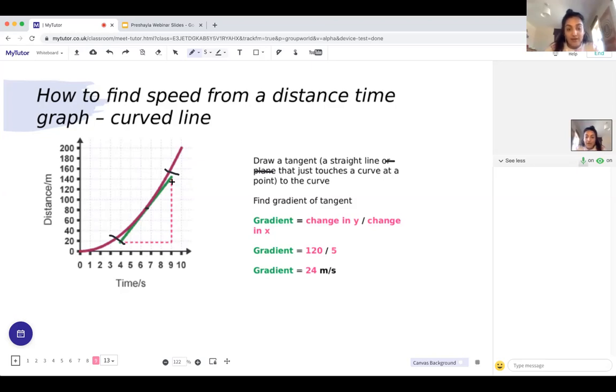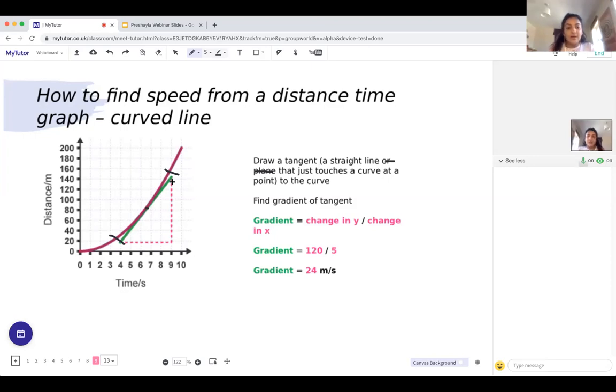We, again, can find the gradient of a straight line, and we do this in exactly the same way as we did before. The only difference between doing it for a straight line and for a curved line is that for a curved line, we need to draw the tangent first. Once we've drawn the tangent, we can then find the gradient of the tangent like we did before. The gradient of the tangent is the same equation: change in y divided by change in x, how high it is divided by how wide it is.